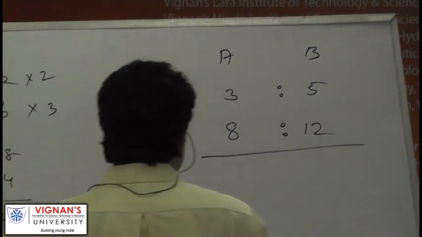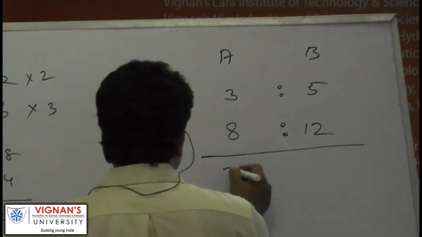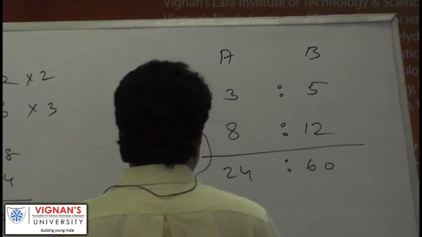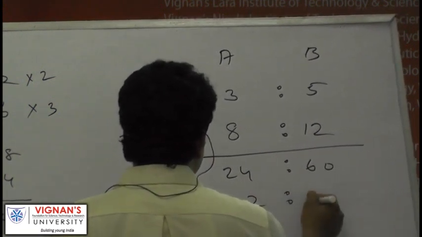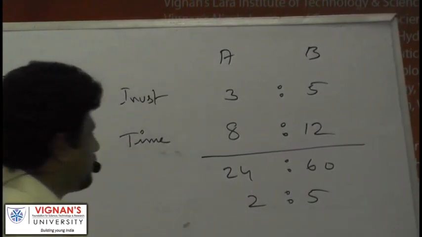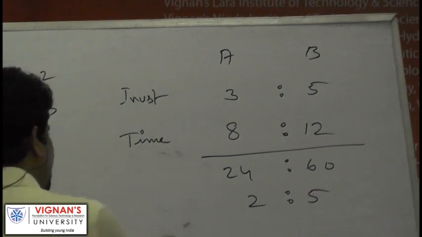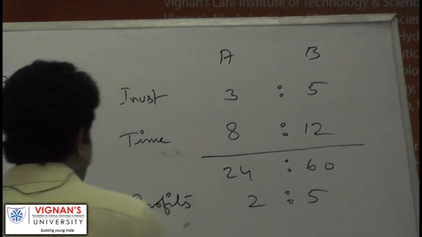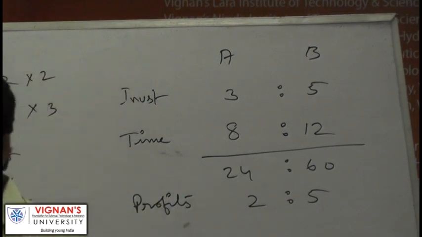Now find out the compound ratio: 3 8s are 24, 5 12s are 60. What is it? 2:5. What is this 2:5 ratio? Profits ratio. If A gets 2 parts of profit, B should get 5 parts of profit.